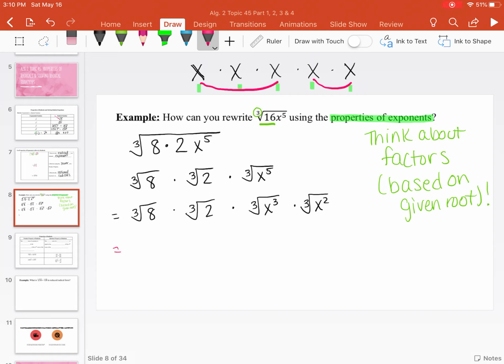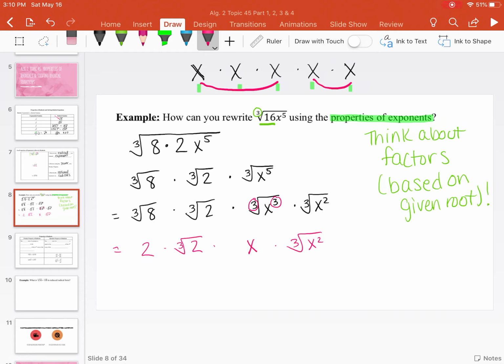The cube root of 8 is 2. Now the cube root of 2 we can't simplify, so I'm just going to leave it in radical form. The cube root of x cubed, since we have the index and it matches the exponent, they cancel each other out. However, this is the same thing also as x to the 3/3. 3 divided by 3 is just 1, but oftentimes we just don't write it. And the cube root of x squared we also can't simplify any further.